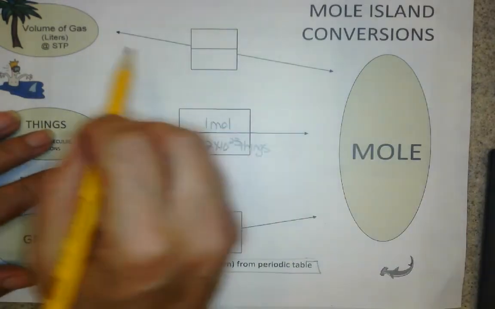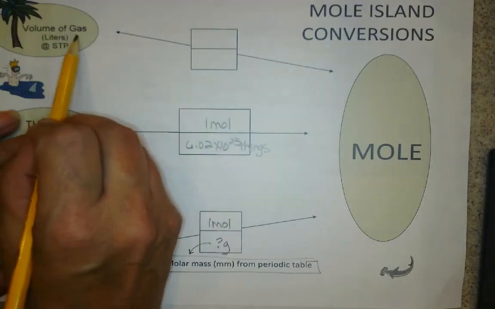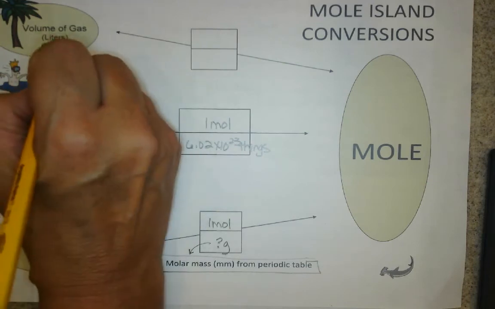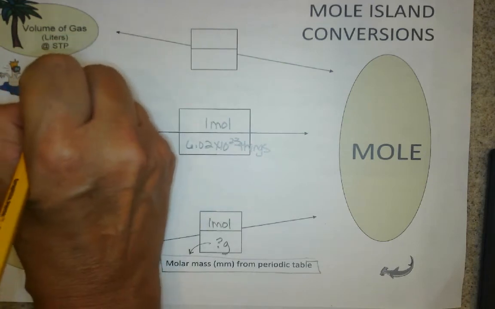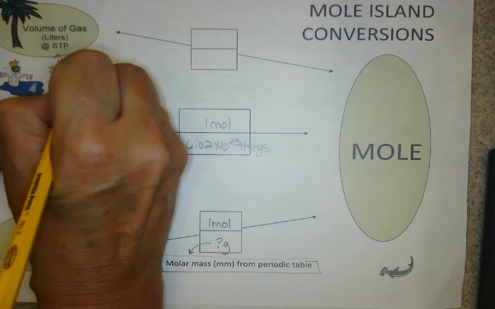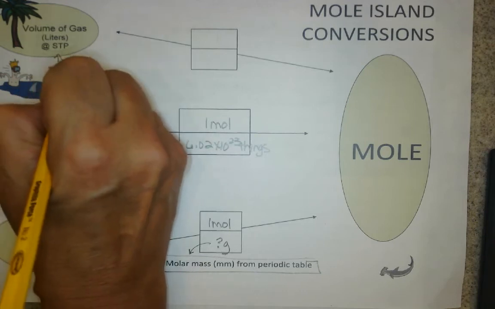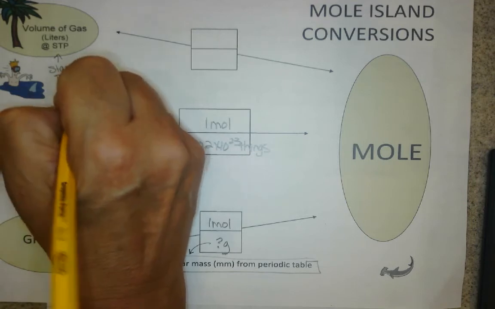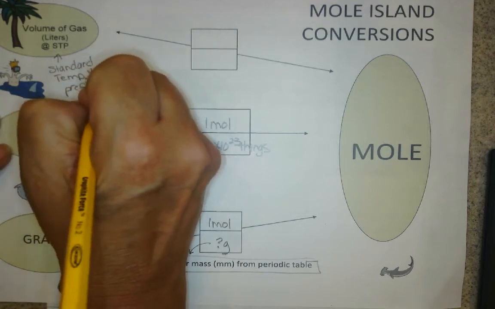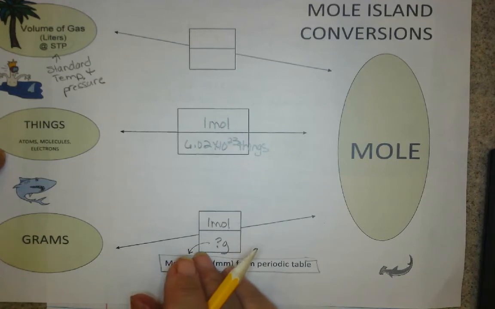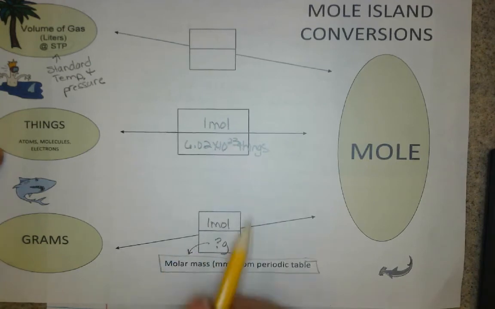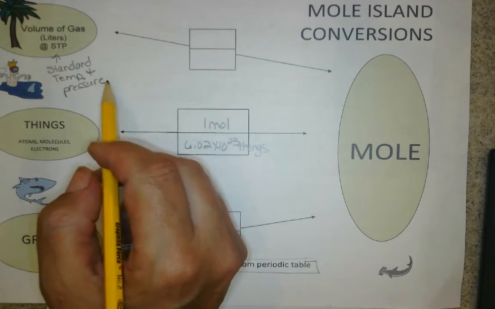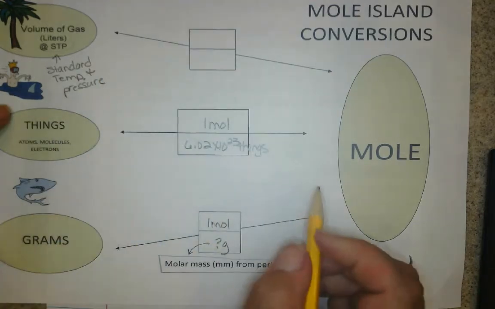Okay, now, if we do volume of gas at standard temperature and pressure, and we can write this right here, standard temperature and pressure. And we'll get into all those units at another time, but right now I want you to know that this only works at standard temperature, which is 0 C, and pressure, which is 1 atmosphere. You don't need to know that right now.